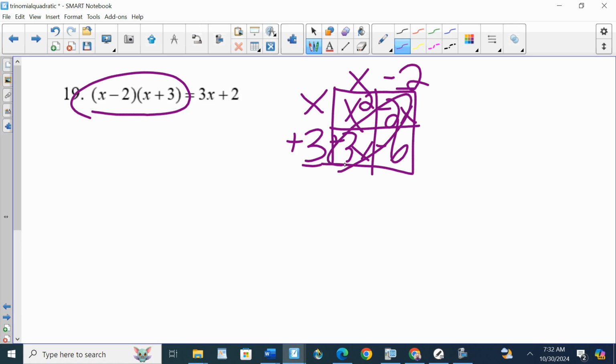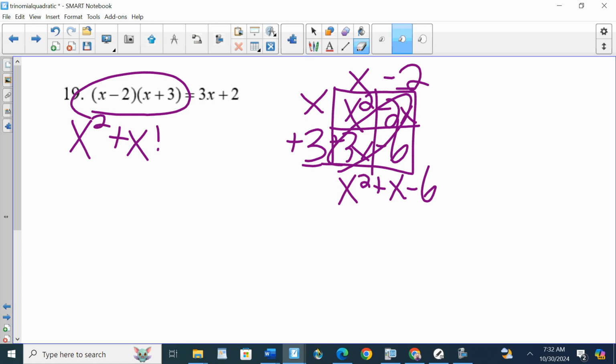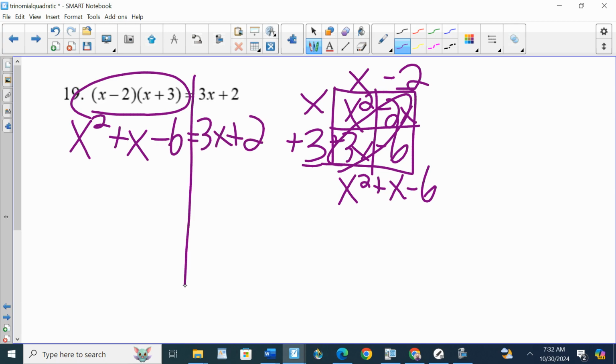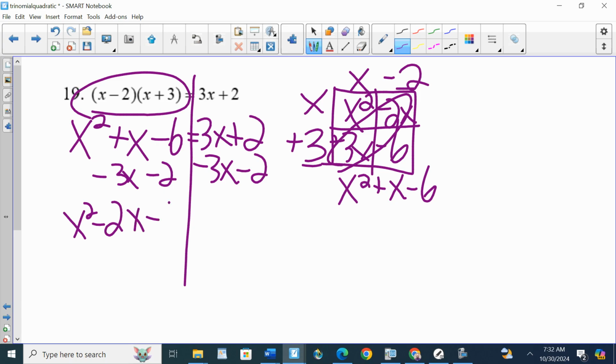I then combine like terms. X squared plus x minus 6. So I replace the x minus 2 times x plus 3 with the x squared plus x minus 6 equals 3x plus 2. And now that I have an x squared, Mr. X squared, he wants to party. All of his friends have to come over. X squared minus 2x minus 8 equals 0. Party time. Bubbles. X and x.